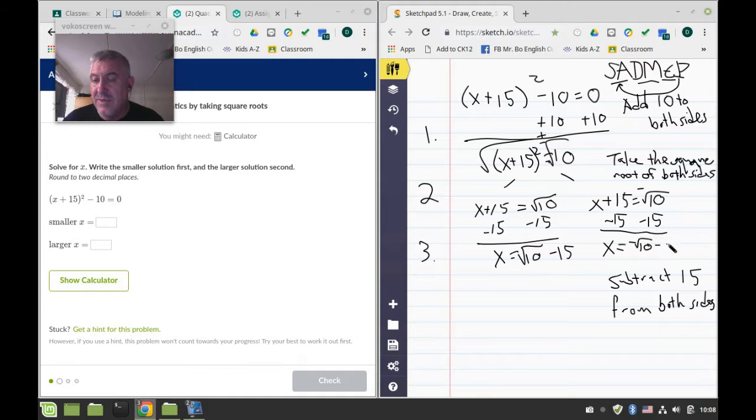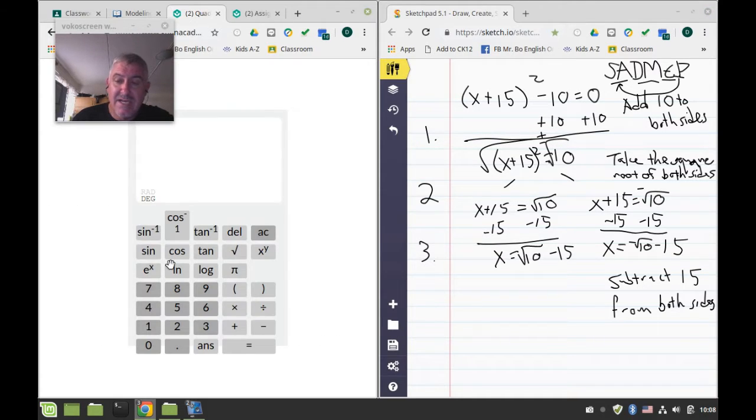So I played around with Desmos for a while because I really don't like to do estimation. But yeah, you can't put square roots inside it here. So we're going to have to take our calculator and square root. You'll see square root 10. Make sure we close the parentheses there. Minus 15.